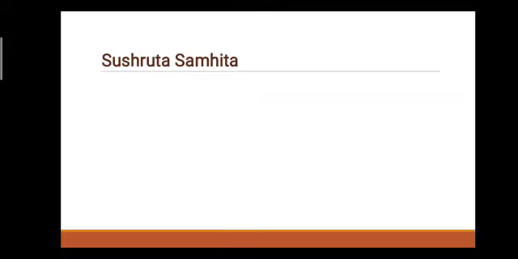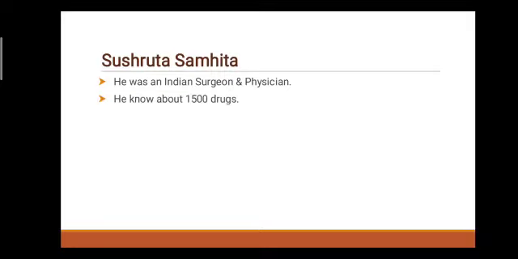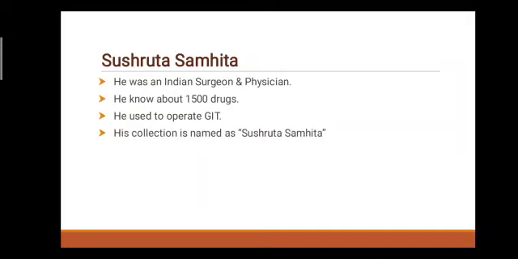Second, Sushruta Samhita. He was an Indian surgeon and physician. He knew about 1500 drugs. He used to operate on the GIT, gastrointestinal tract. His collection is named Sushruta Samhita.